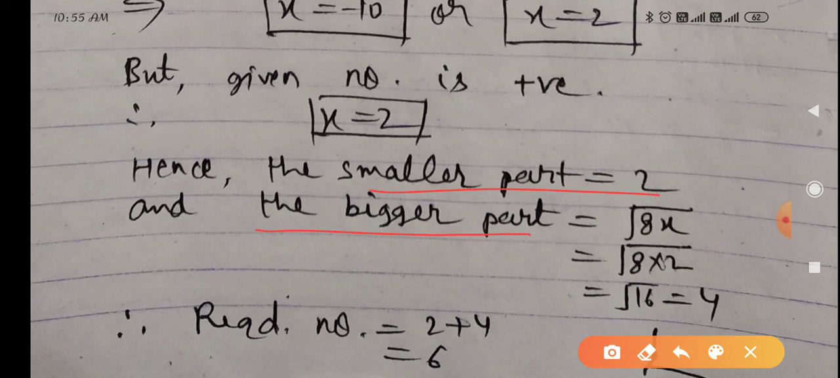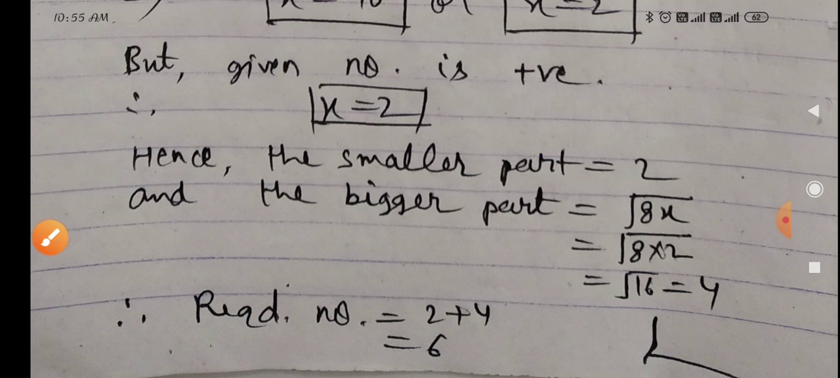And how to find bigger part? Square of bigger part was 8x, so bigger part will be square root of 8x. So that's why I have taken square root of 8x, and it is coming 4. So smaller part is 2, bigger part is 4, then number will be sum of these parts. So you can see required number 2 plus 4 equals 6.